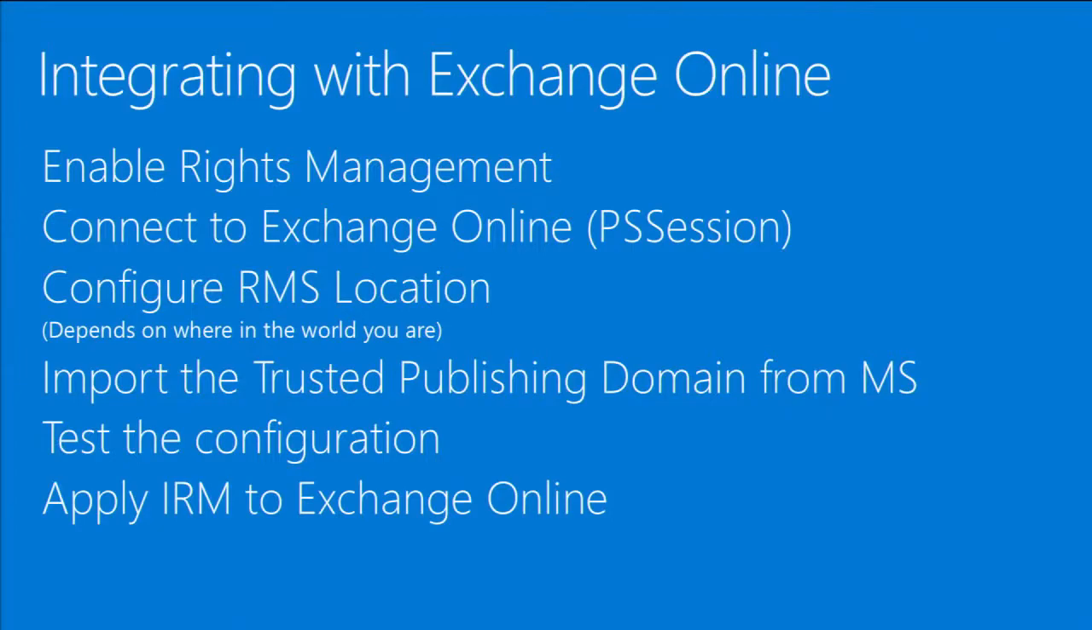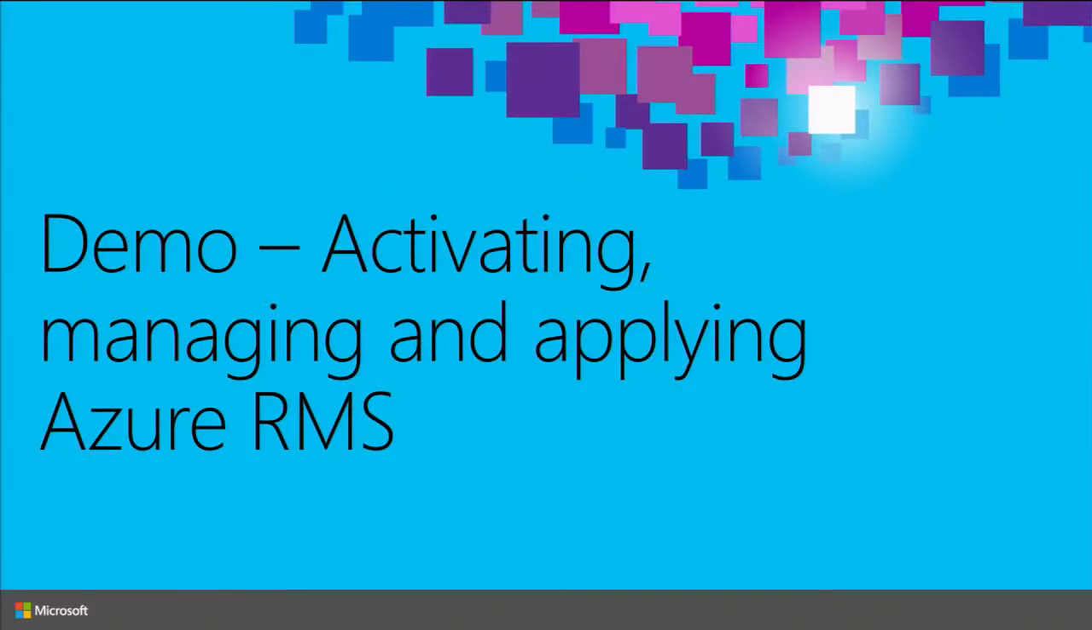Now there are three RMS locations: EU, AP, that's us, Asia Pacific, and NA for North America. Okay, so just be aware of those three locations. Then we've got to basically go through and set it all up and go for gold.